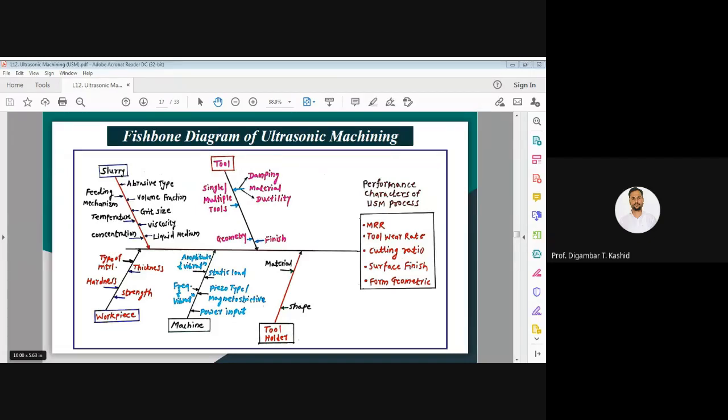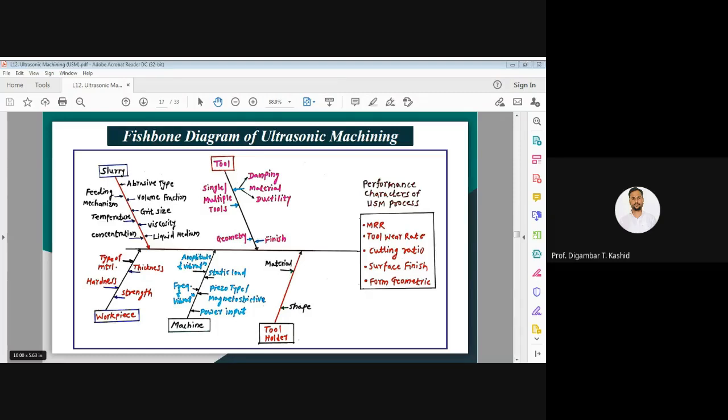Then we have the volume fraction of the abrasive in that slurry, and the size of grit. We can call it grit size, or the abrasive particle size. That also we need to consider, and normally it varies from 240 to 800 mesh size. Grit size you can measure in mesh size. Again the viscosity of the slurry is also important because it affects the performance. What liquid medium you are using is also very important.